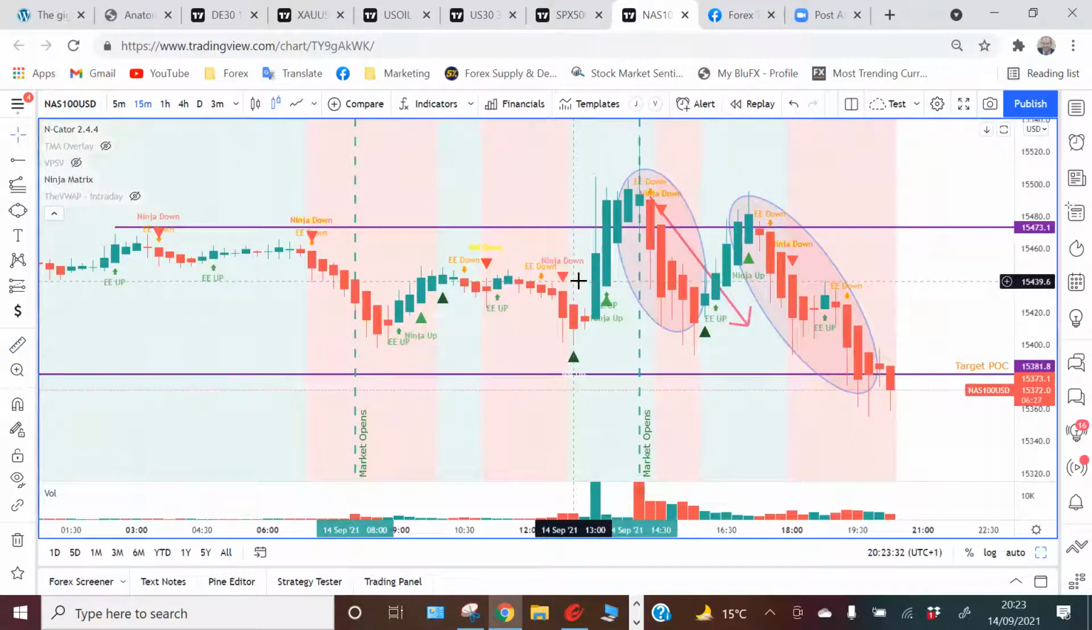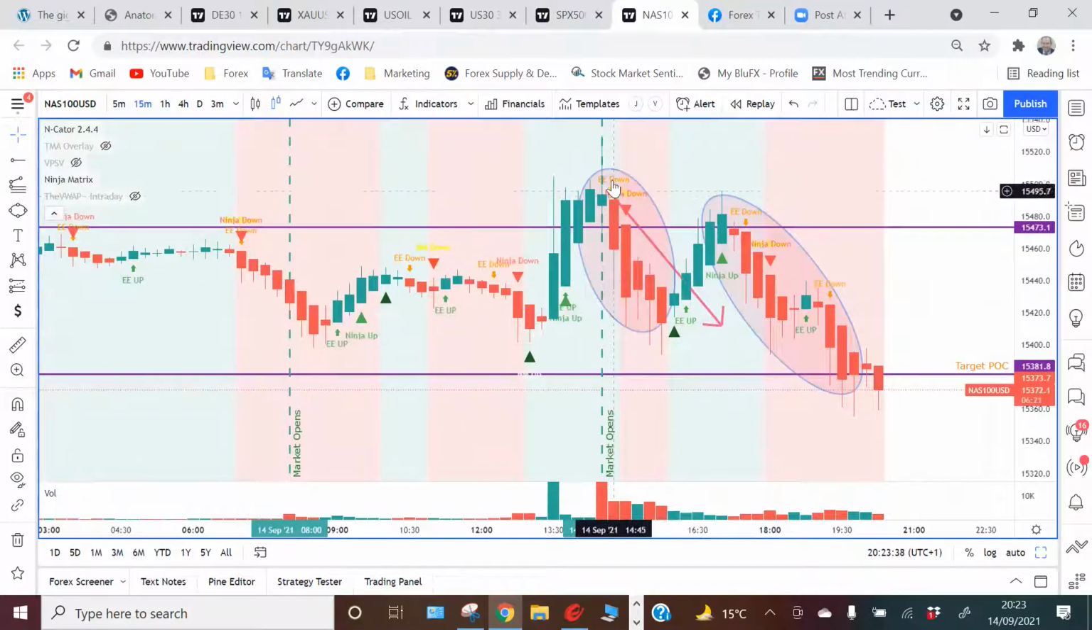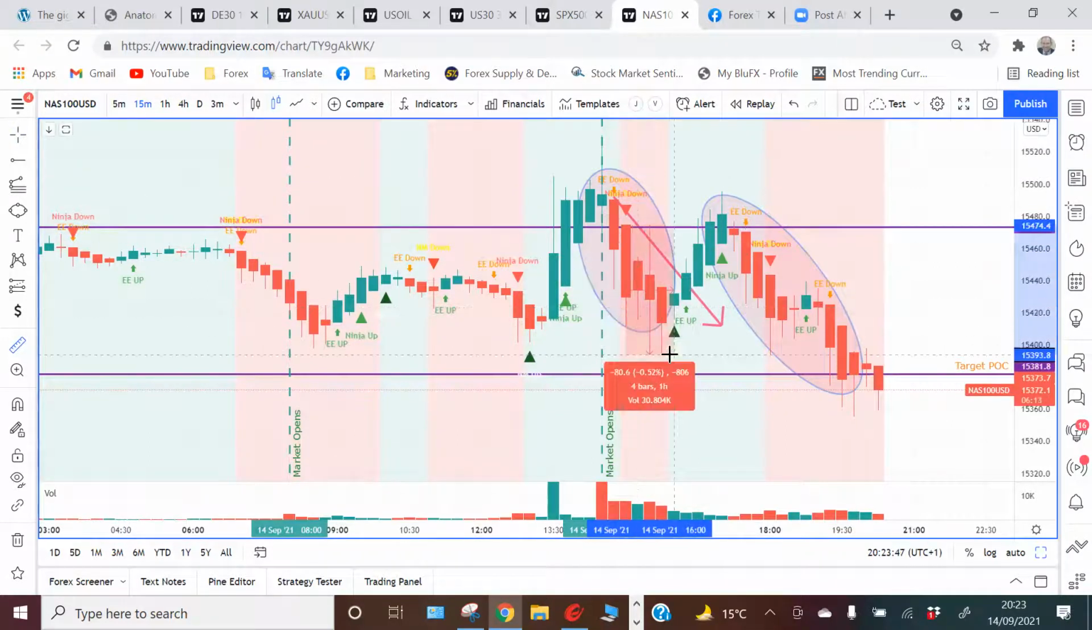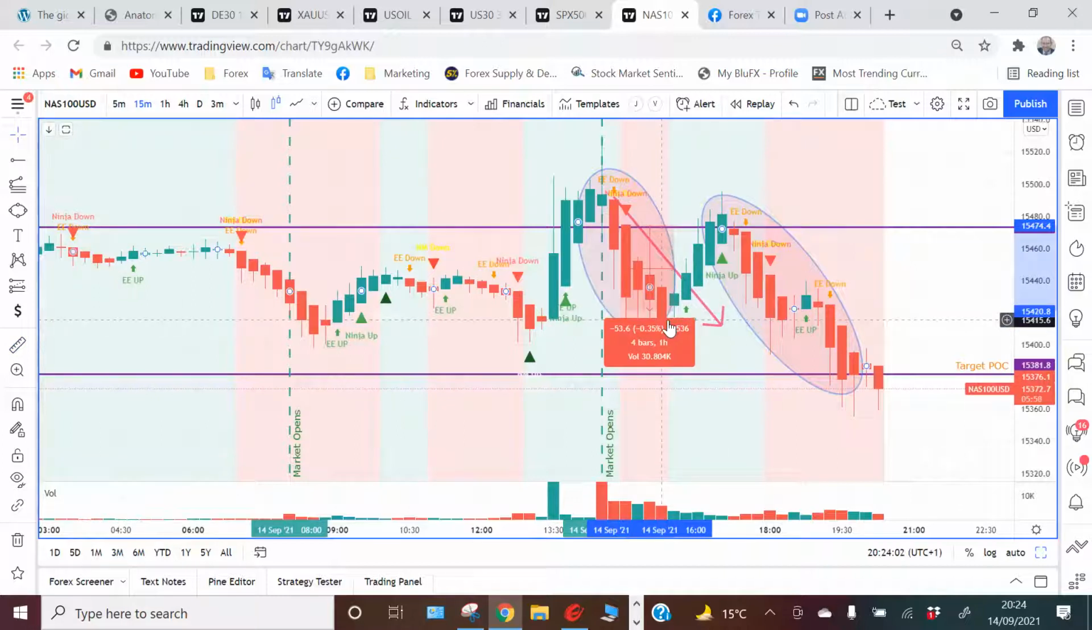Next one. Now our target's here. Target's here the whole time. Yeah. Next one. Early entry down, but it's in a green zone there. But we get the ninja down in the red zone. Excellent. Enter the trade. All the way down, 800, that's 8,000 pips. And then it comes to there, exit the trade. Exit the trade in the green zone, 536 points.